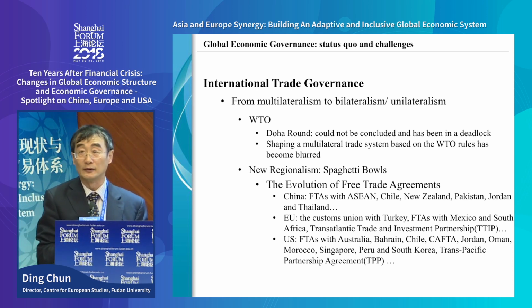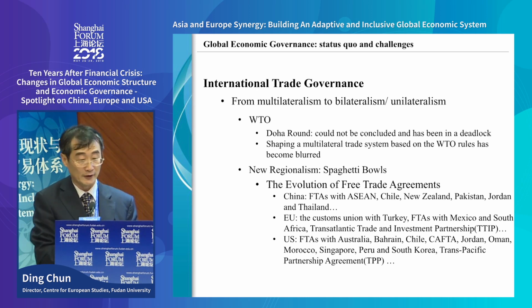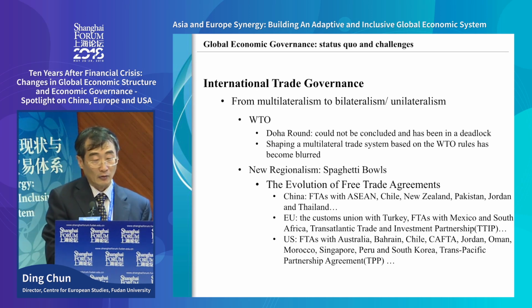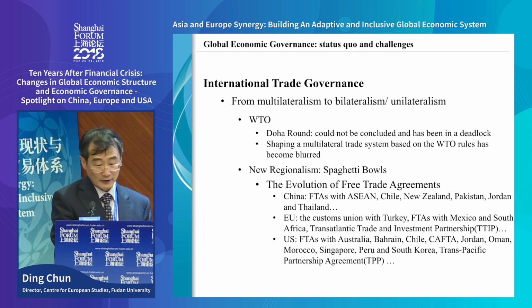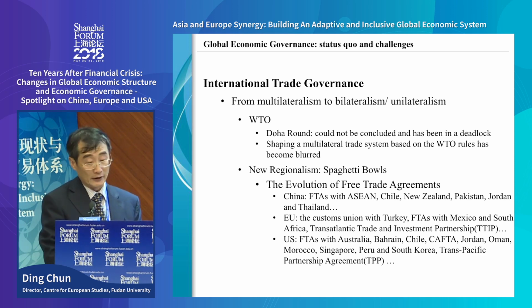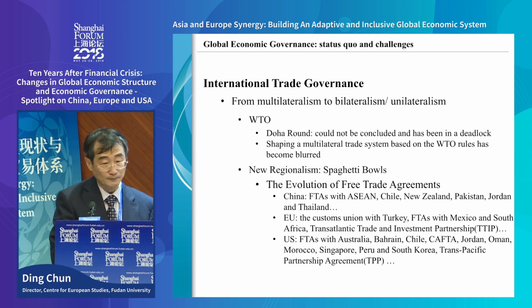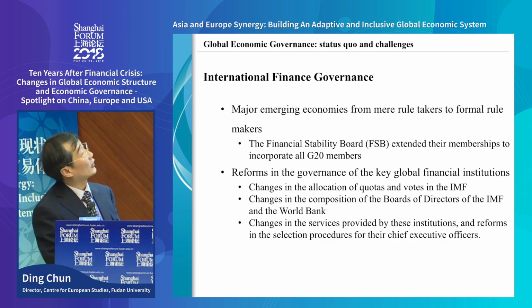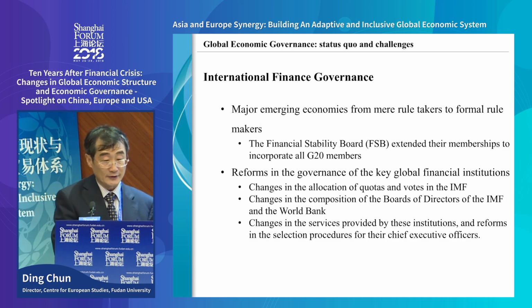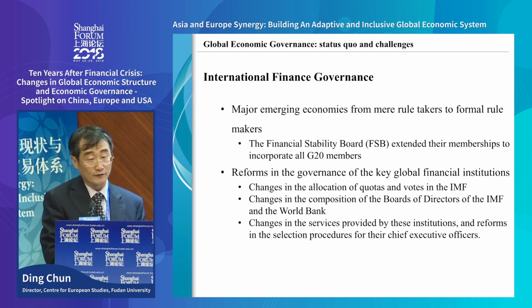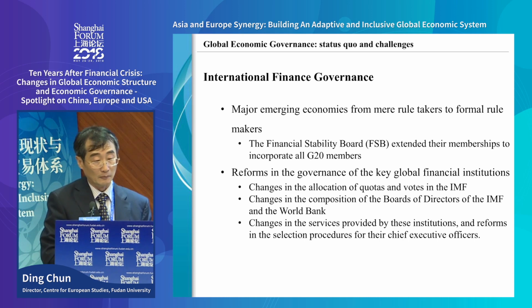Here I just take these big three as an example. You will see that more and more different kinds of FTAs were appreciated very much by these big three, even with some regional FTAs or very special FTAs, like TPP, TTIP, or nowadays RCEP. When people talk about international financial governance, the major emerging economies have moved from rule takers to so-called formal rule makers.